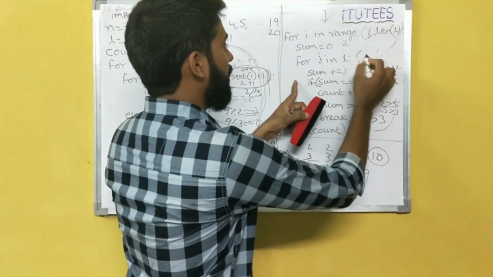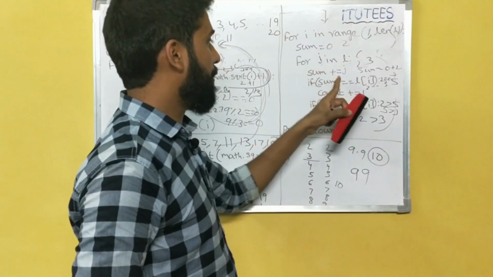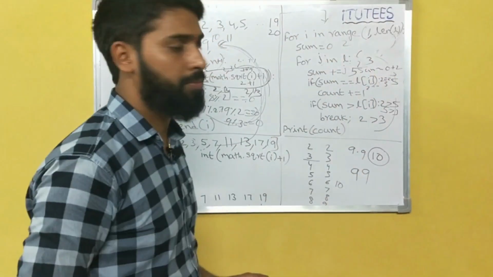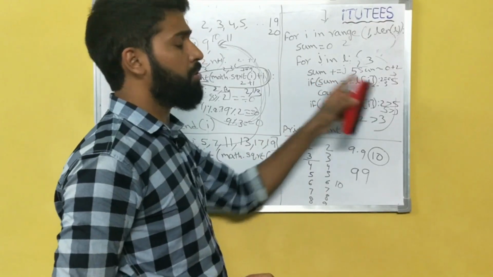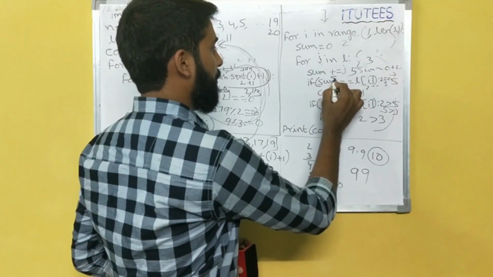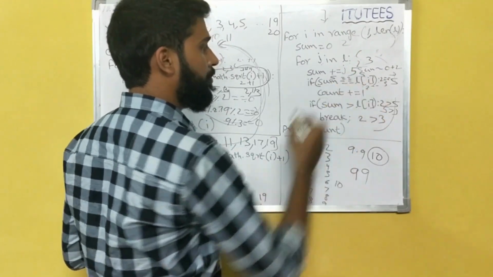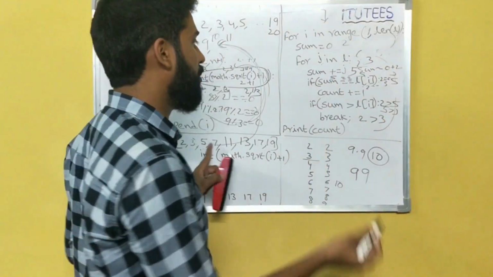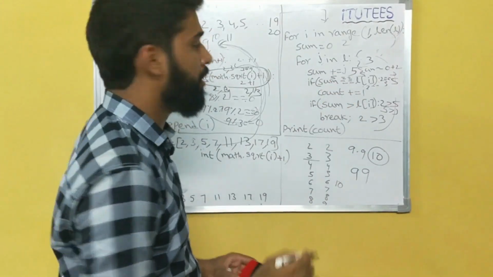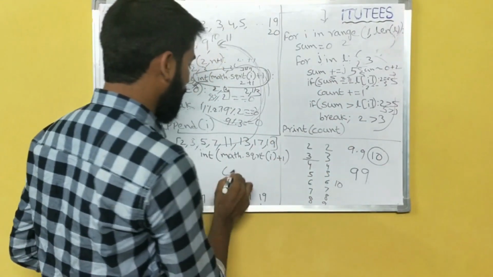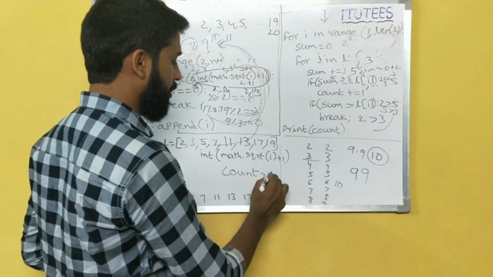So now the j becomes 3. Sum equals already 2. 2 plus 3, sum becomes 5. Sum equals L of I. That means sum equals 5, so L of I is also 5. 5 equals 5. True. So count becomes 1. Why? Because count initially I am taking 0. Now the count value equals 1.